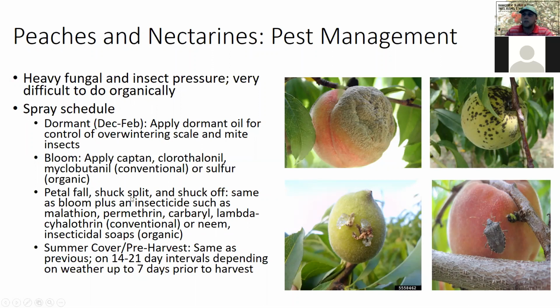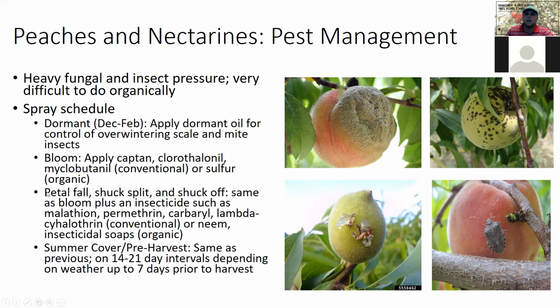Petal fall, shuck split, and shuck off. These are all stages of growth, which in hindsight I should have just put on here instead of the disease pictures. But nonetheless, petal fall is when the blooms fall off. Shuck split is when the baby peach is starting to emerge from the flower, and shuck off is when the flower falls off the baby peach. All of these are specific spray times.